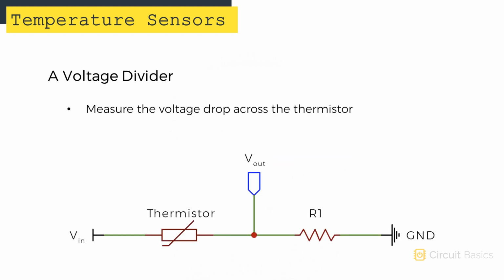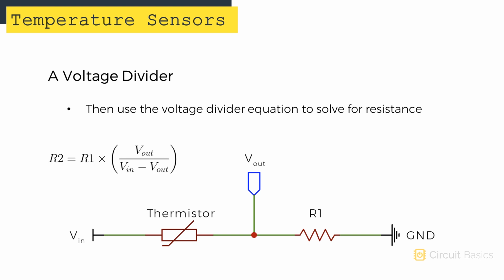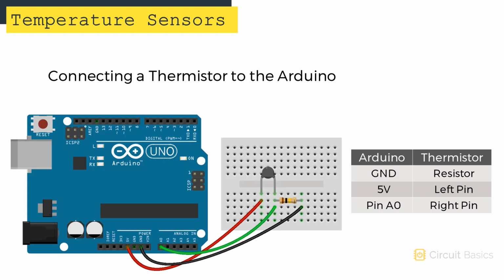Since thermistors are variable resistors, we can use a voltage divider circuit to measure the voltage drop across the thermistor as the temperature changes. Once we know the voltage drop across the thermistor, we can use the voltage divider equation to calculate the resistance of the thermistor at each temperature. Here's how that will look when it's wired up to the Arduino.